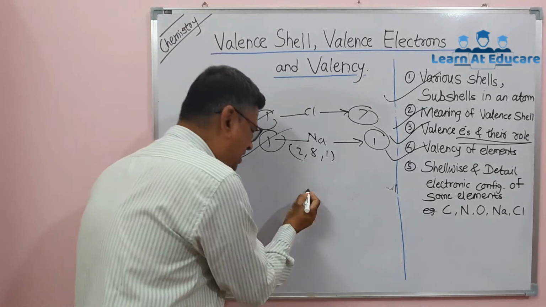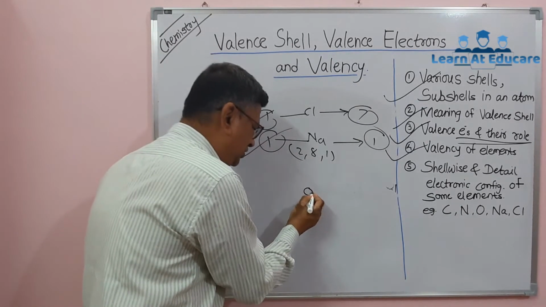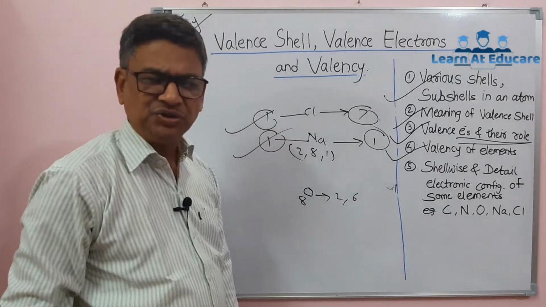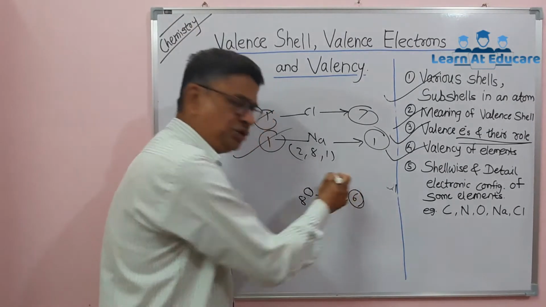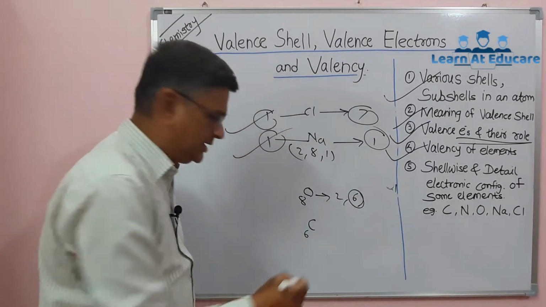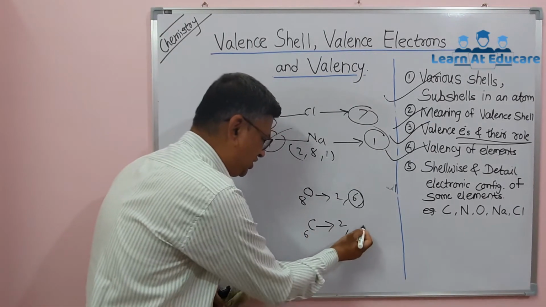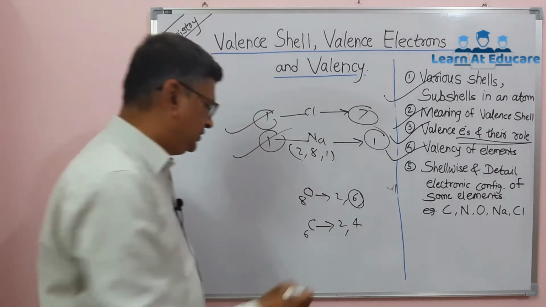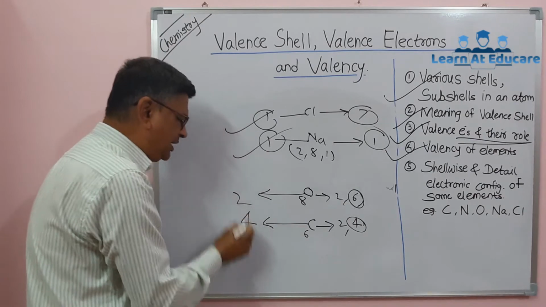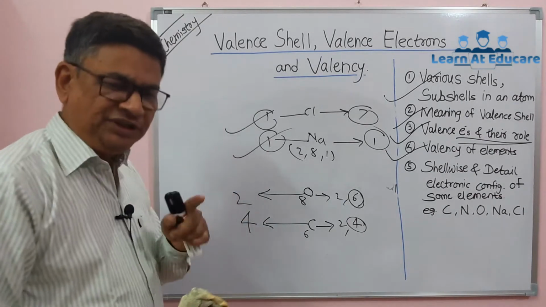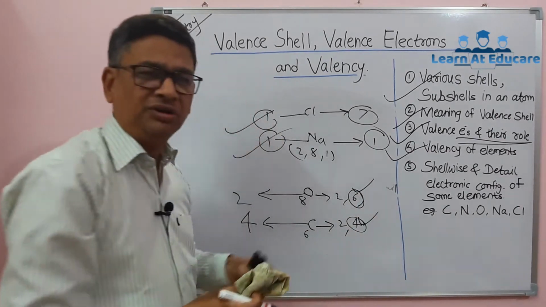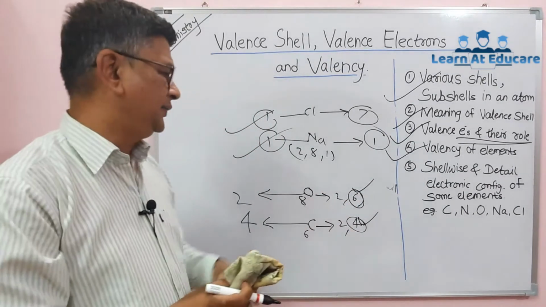We take a different example: oxygen, whose atomic number is 8 and whose electronic configuration is 2, 6. It is 2 electrons short of completing the octet, while carbon has atomic number 6 and configuration 2, 4. Oxygen has valency 2 while carbon has valency 4, which is decided on the basis of these valence electrons, 6 and 4 respectively.